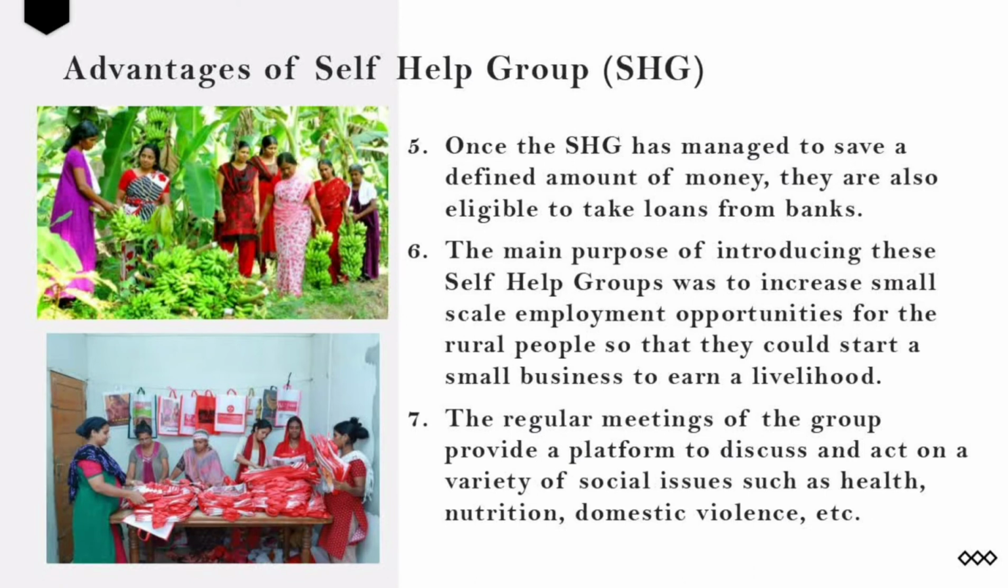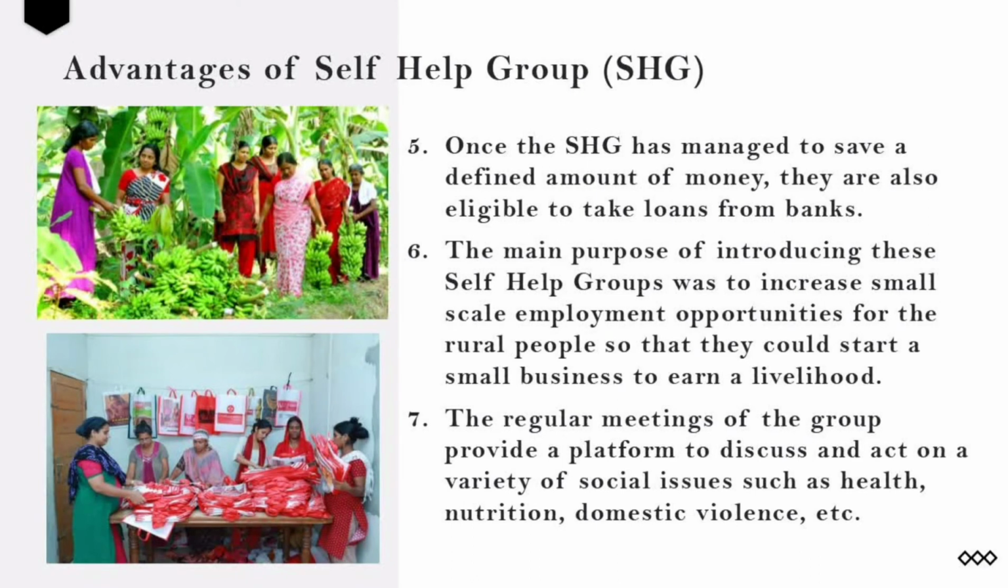And if any person who is taking a loan from the bank is not able to repay the loan, all the members in the SHG are equally responsible to repay that amount. Therefore, banks are ready to give any amount of loan without any collateral. The main purpose of introducing these SHGs was to increase small-scale employment opportunities for the rural people so that they could start a small business to earn a livelihood.